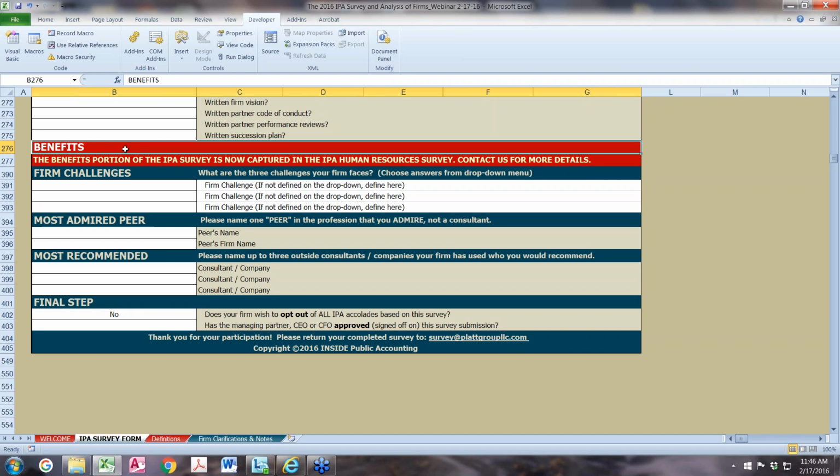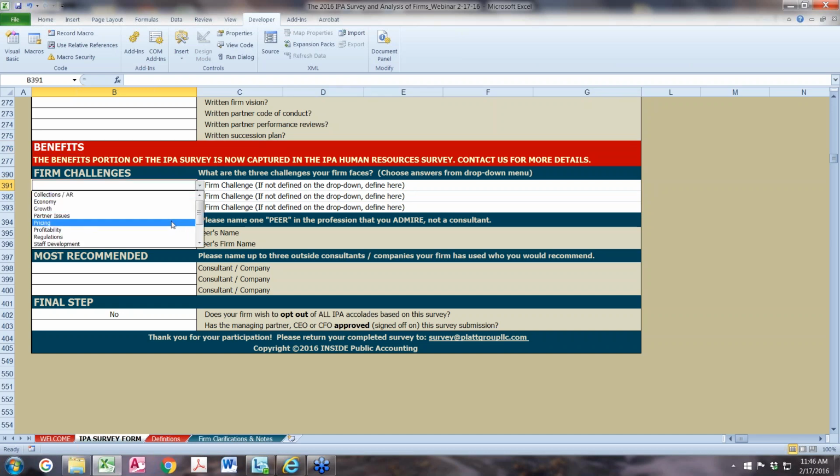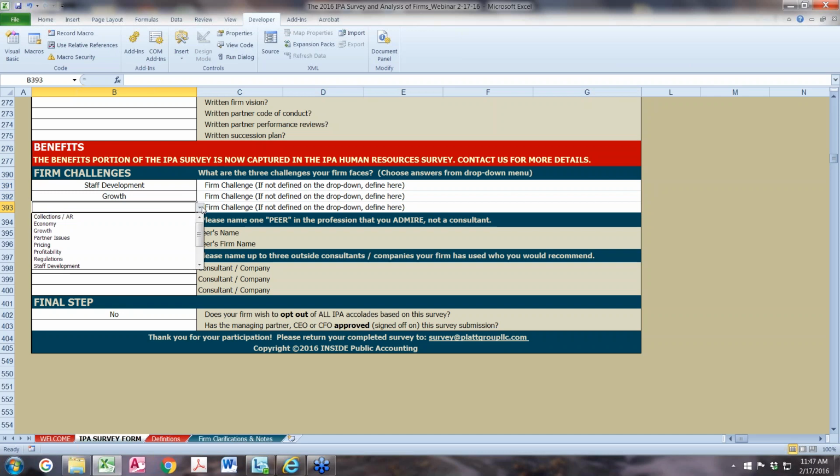Starting in row 391, firm challenges, please select from the drop-down menu. We've included the answers that firms traditionally have had in the past, but if your selection is not listed, select Other and type in your issue in column C.